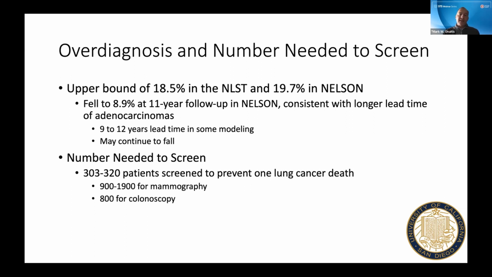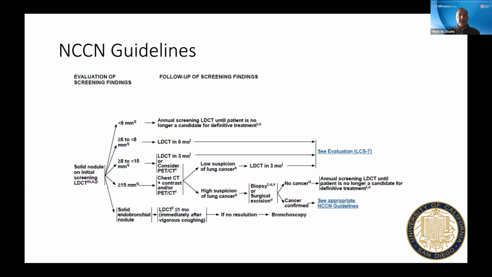And so with all this data, the number needed to screen for lung cancer screening is a little over 300 patients screened to prevent 1 lung cancer death, and that compares favorably to mammography and colonoscopy. Under the guidance of Dr. Wood, the NCCN has kept up with all of these studies and reviewed the literature every year and made recommendations. And these are the way that we manage all lung nodules. And so we're used to this sort of size-based management and growth-based management, with biopsy or surgical excision being made in high-risk patients after discussion with the patient in the clinic.